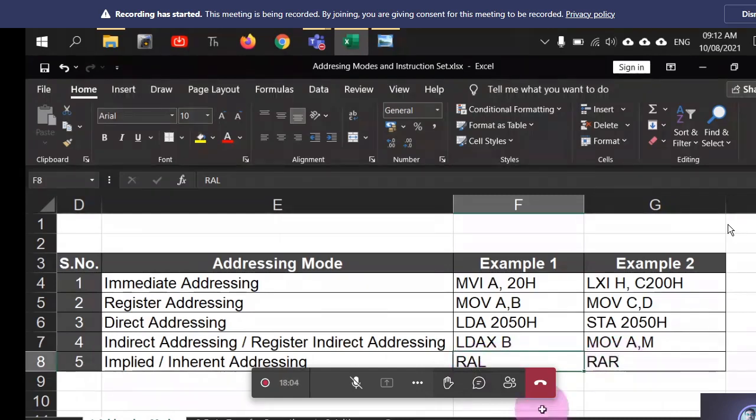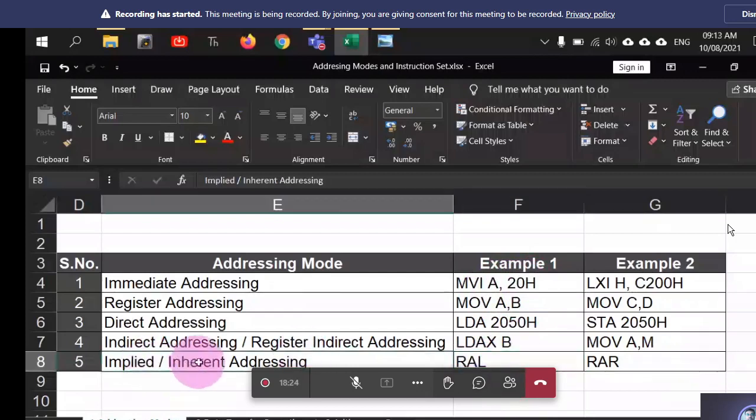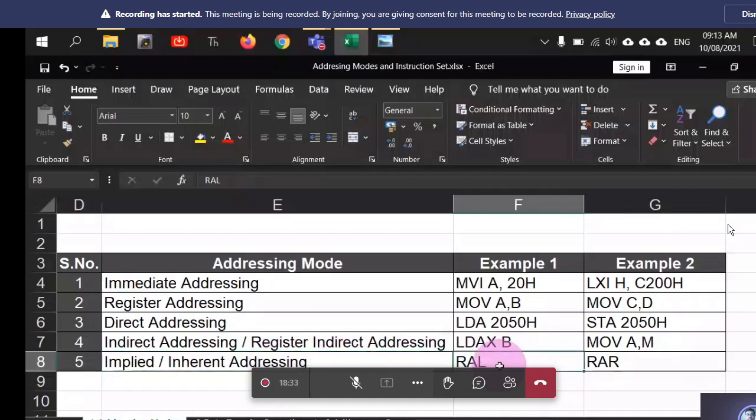Here the data is already present in the accumulator, and you don't have to bring the data from externally interfaced memory. It is not directly visible in this command, like in MVI A, 20H, where 20H was the data. Here the data is not visible, but it is present in the accumulator itself. That is why it is called implied or invariant addressing mode, because the address is implied by the command itself, right? So it is kept in the accumulator. That's why we call it implied or invariant addressing mode.